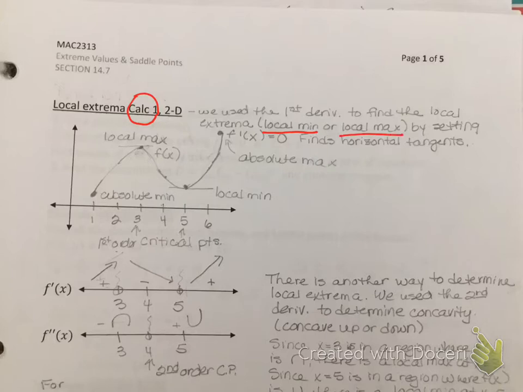Here's a local max. Here's a local min. Please recall that we set the first derivative equal to 0 to find those, because that gave us the slope of a horizontal line, which is 0. Again, slope of a horizontal line is 0. The slope of a tangent line to a curve is one of our definitions of a derivative.